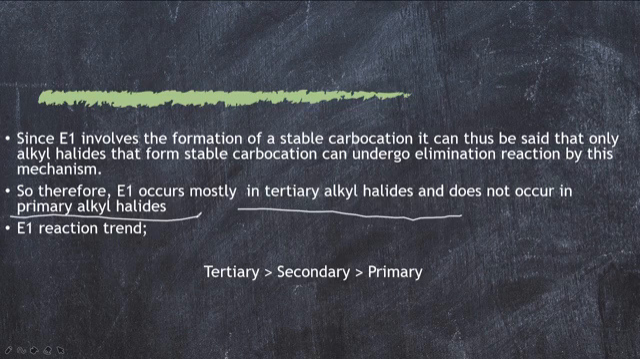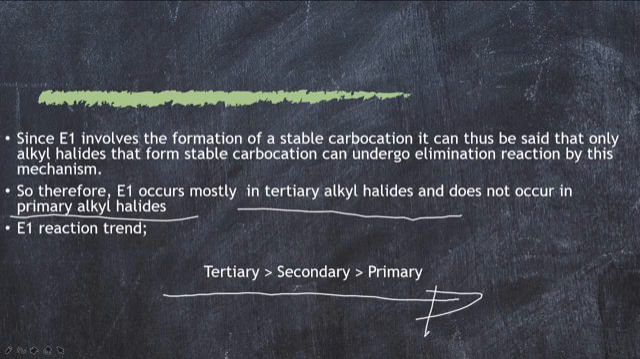Now, the E1 reaction trend. This is just the trend of how E1 can occur. We can see that from tertiary it occurs greater, secondary less, and primary the least of all. Now, let me just give you an example.